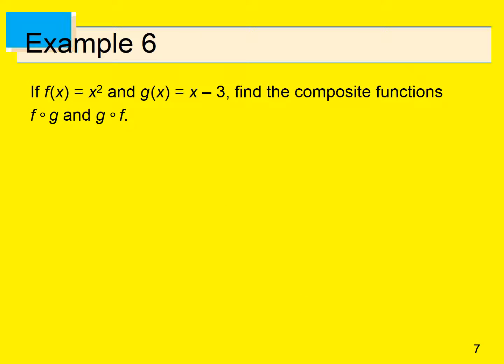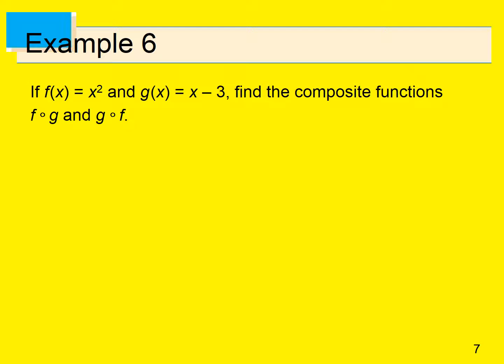Example: if f of x equals x squared and g of x equals x minus 3, find the composite functions f composed with g and g composed with f. So the composition could go either way. You think they'll be the same? F composed with g and g composed with f, you think they'll be the same?